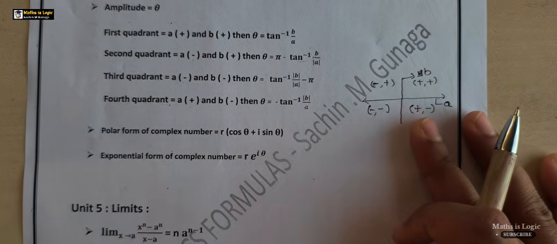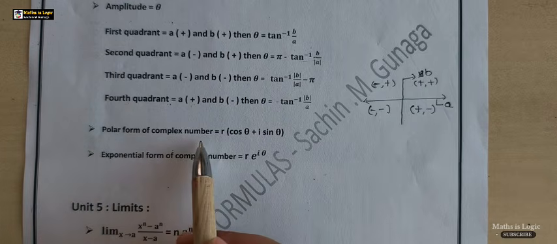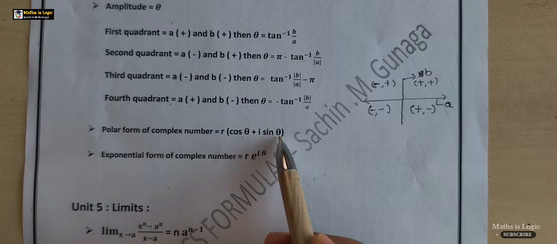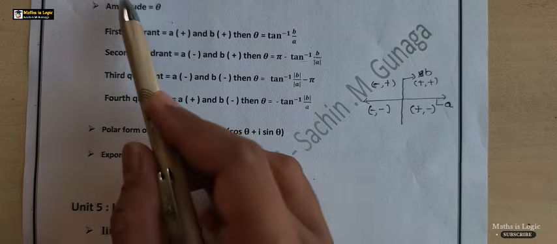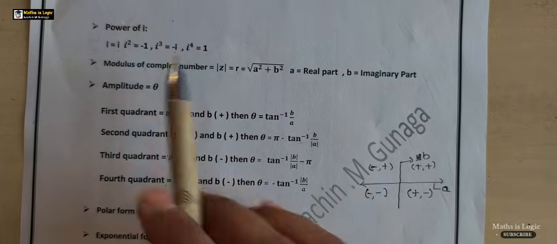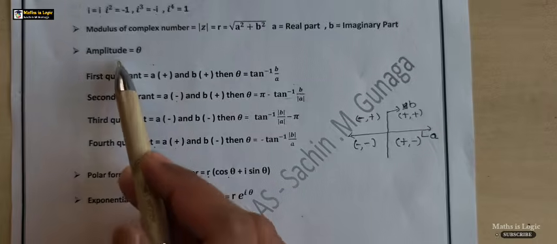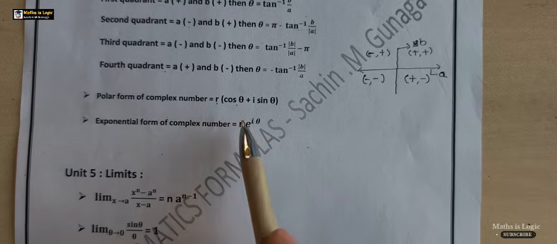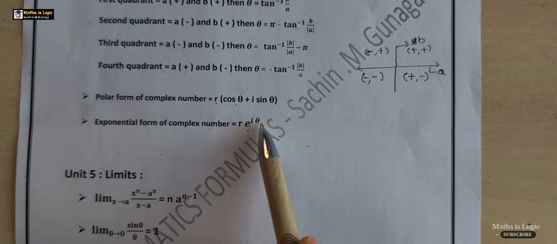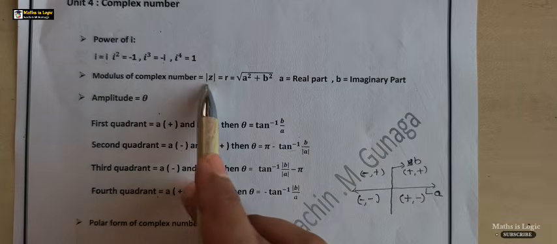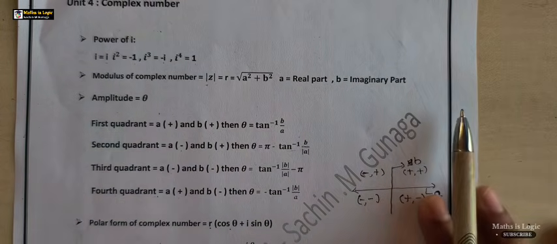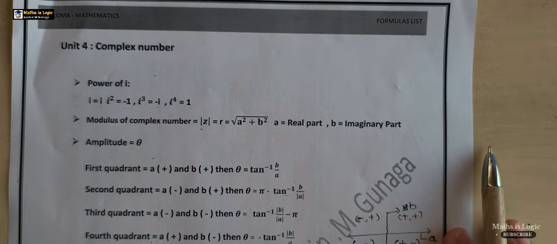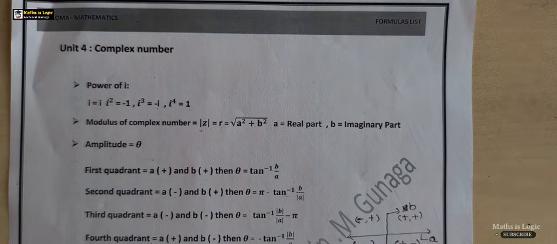Next, again an important one, polar form of a complex number. What is the polar form of a complex number? r into cos theta plus i sin theta. Remember, r is nothing but the modulus. r is nothing but what? Modulus, and theta is nothing but the amplitude. Next, exponential form of a complex number. So the formula is r into e power i theta. Again, r means the modulus and theta means the amplitude. So these are the formulas. Remember them in unit 4, complex numbers.